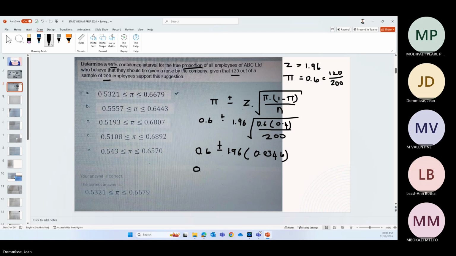Let's multiply that by 1.96. So 0.6 plus minus 0.0679. The top one is normally the easiest. We just add the two, 0.6679. And then the bottom one is equal to 0.5321.